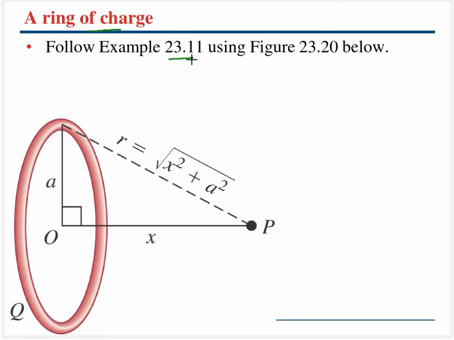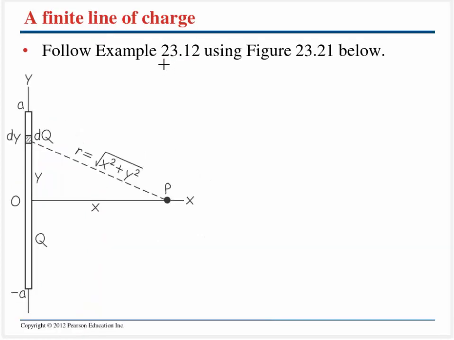We can apply this concept of potential to things that we're already familiar with, rings of charges. I'll leave this one up to you to take a look at for the sake of brevity, example 23.11. As well as a line of charge, which we're already familiar with the electric field from the previous chapters. So take a look at example 23.12. I'll skip it here just for the sake of brevity again.